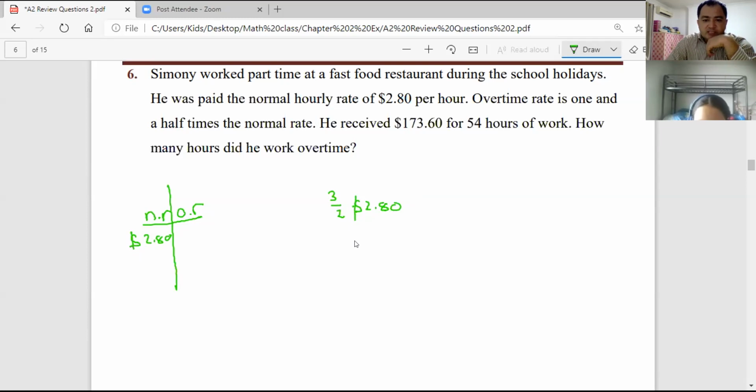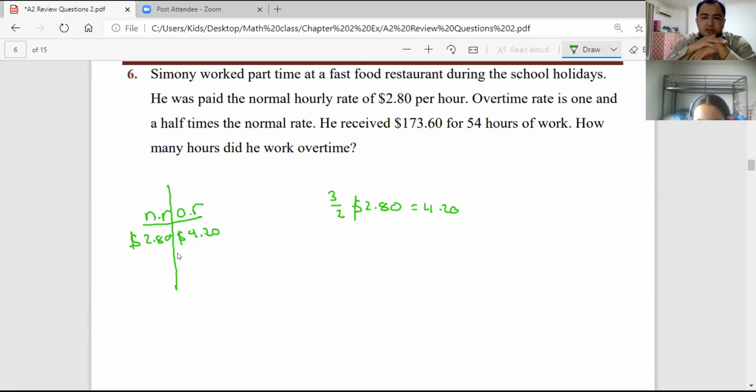So what is 2.80 divided by 2? It's 28 divided by 2, right? It's 1.4. And what is 3 times 1.4? It's like 3 times 14, that is 42, so 4.2. That thing is equal to $4.20. The overtime rate is $4.20, so that means if he works more than normal hours, he's paid $4.20 per hour.